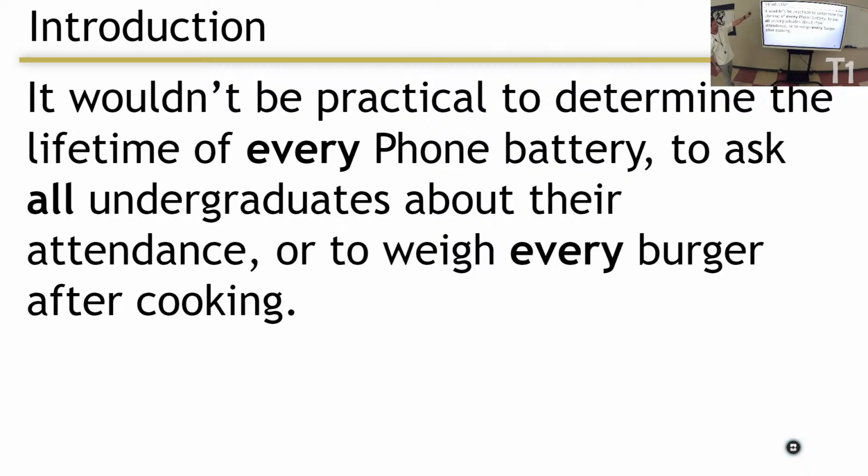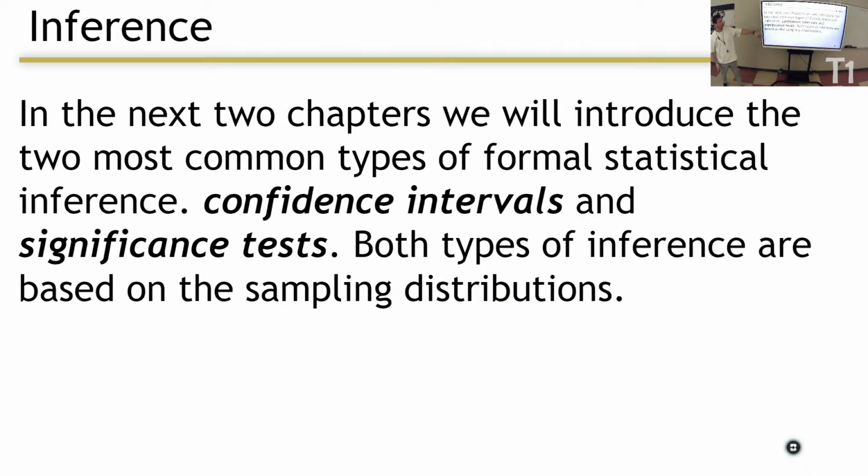It wouldn't be practical to determine the lifetime of every iPhone battery, to ask all undergraduate students, or to weigh every hamburger. It's just not practical. It's not feasible. And that's why we do statistics. We do statistics to get a really good idea of what we think the population is. Do we sometimes miss it? Yeah, sometimes we do. In the next two chapters, we're going to introduce the two most common types of formal statistical inference. I'll give you this definition again in a second, but inferring to the population. Confidence intervals, chapters 8 and 10, and then significance tests, chapters 9, 11, 12.